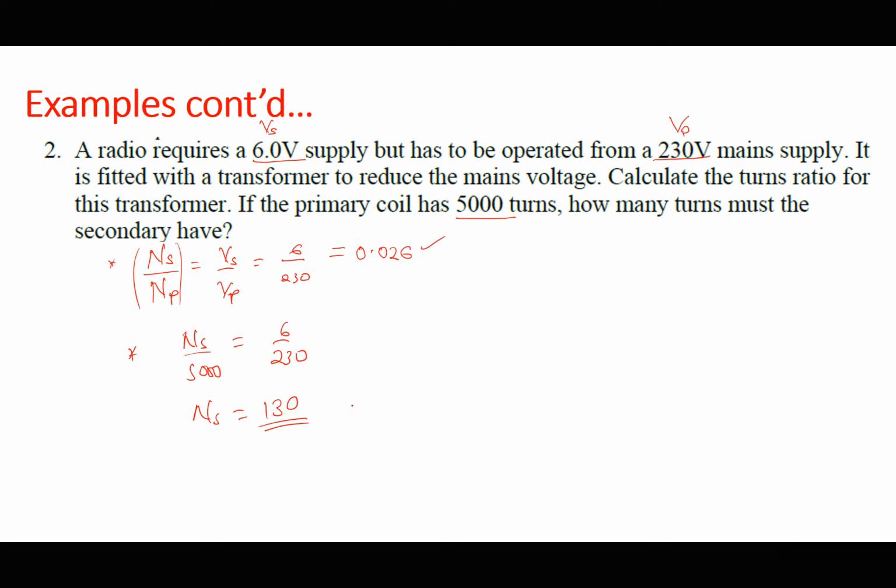If you check very carefully, you notice that this is reasonable, because the voltage has to be reduced by a factor of about 230 divided by 6. That is a factor of approximately 40. Because the secondary voltage has to be reduced by a factor of approximately 40, it makes sense for the number of turns to be approximately 5,000 divided by 40, which is approximately 130.